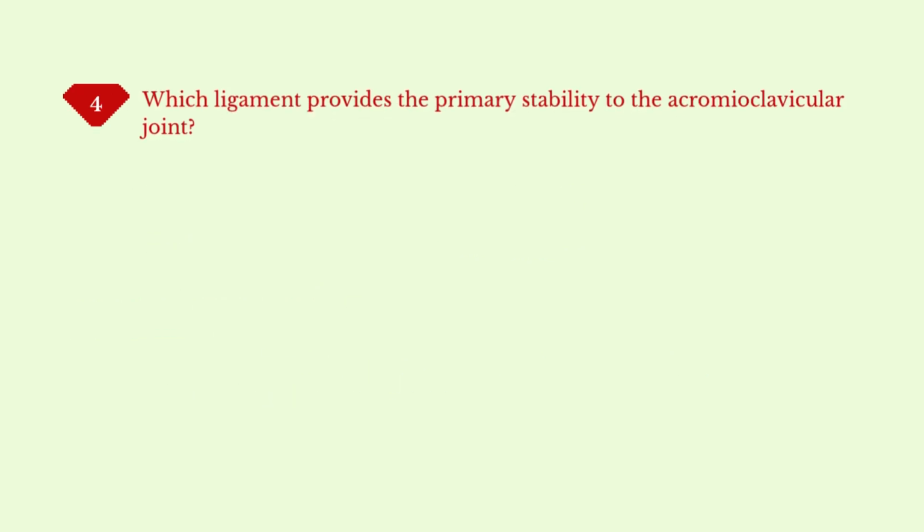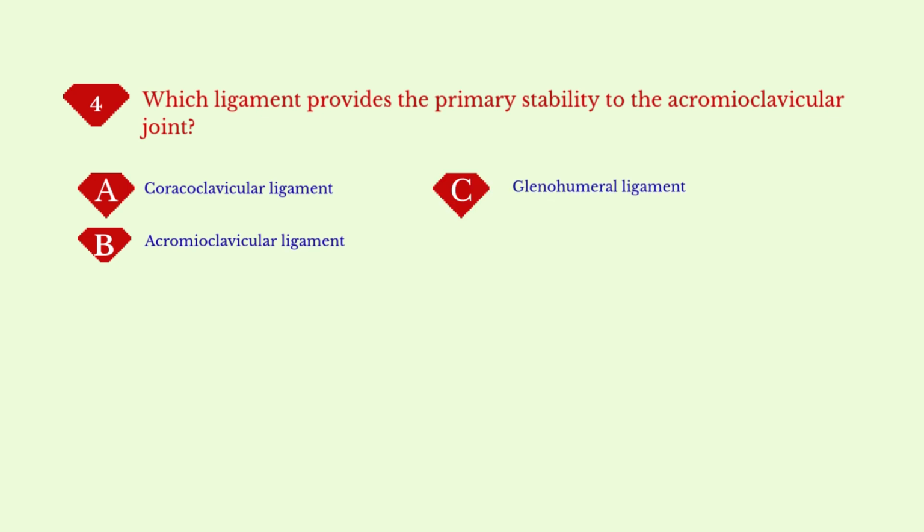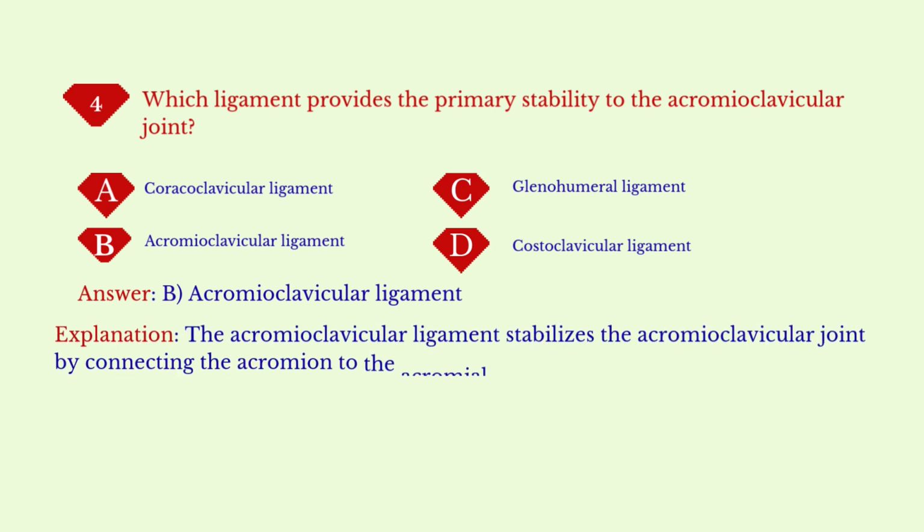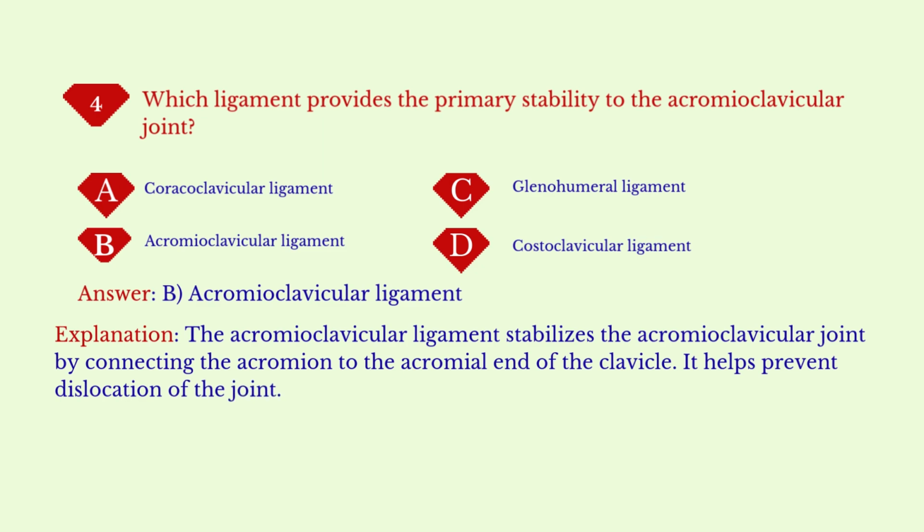Which ligament provides the primary stability to the acromioclavicular joint? A. Corticoclavicular ligament. B. Acromioclavicular ligament. C. Glenohumeral ligament. D. Costoclavicular ligament. Answer: B. Acromioclavicular ligament. Explanation: the acromioclavicular ligament stabilizes the acromioclavicular joint by connecting the acromion to the acromial end of the clavicle. It helps prevent dislocation of the joint.